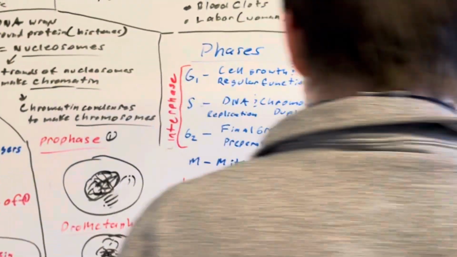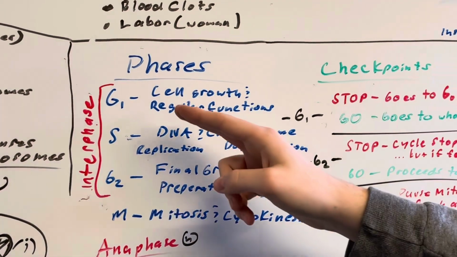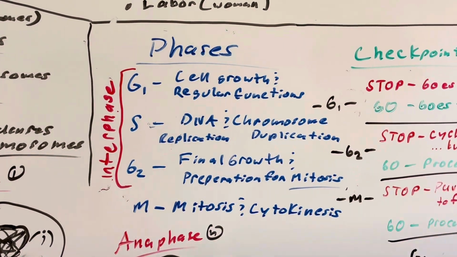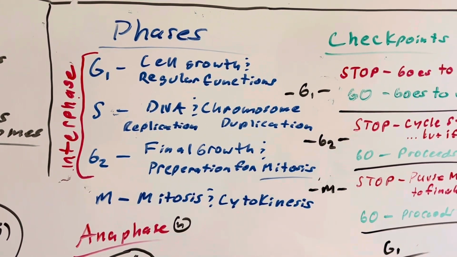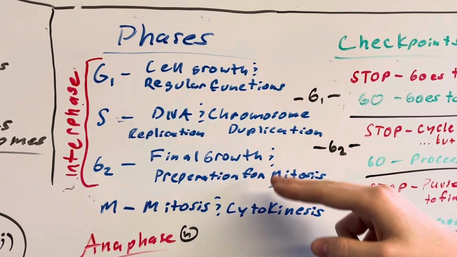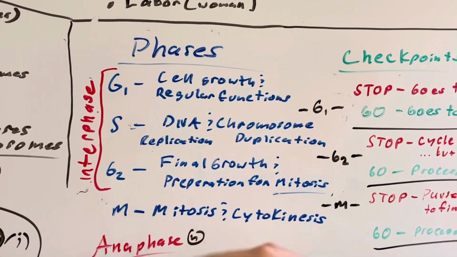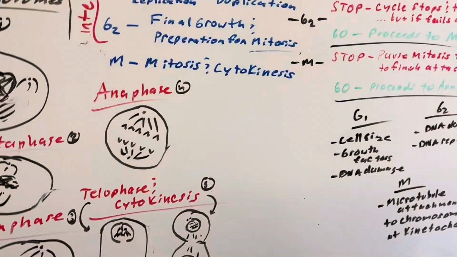And so to begin mitosis, we need to start with interphase, which has three phases in itself. G1, which is for cell growth and regular functions. And then you have the S phase, which is for DNA and chromosome replication and duplication. And then you have G2, which is for final growth and preparation for mitosis. You also have the M phase, which is mitosis and cytokinesis down here, but we'll cover that in a second.